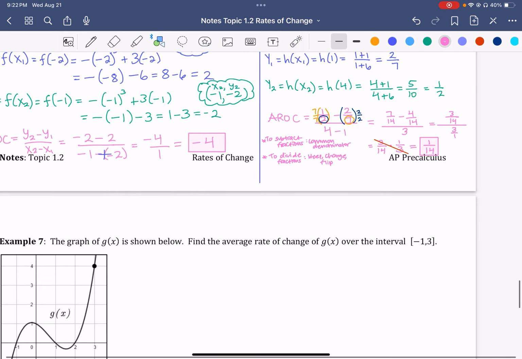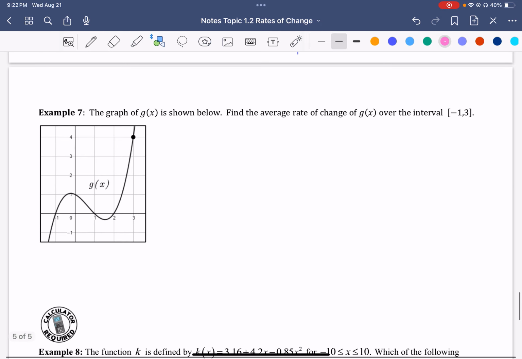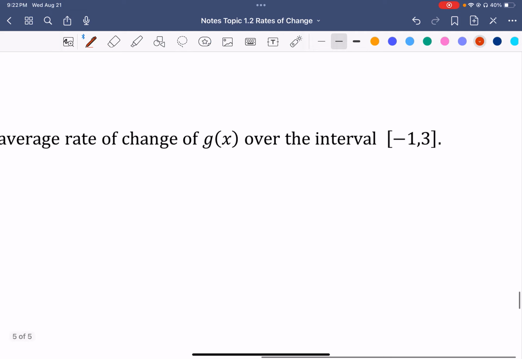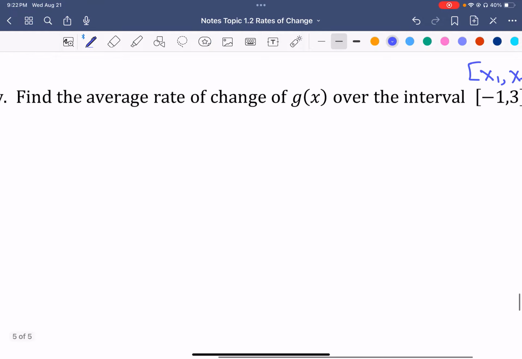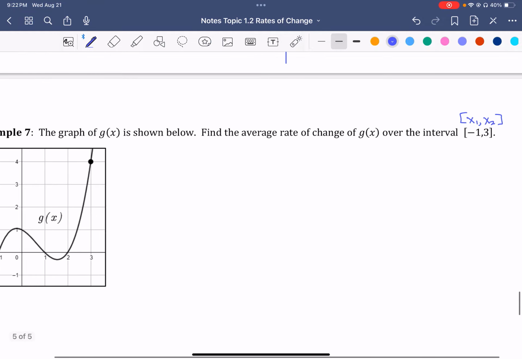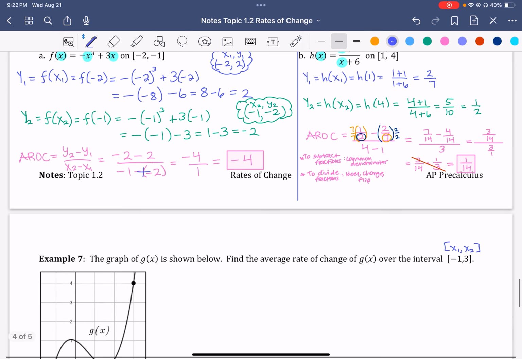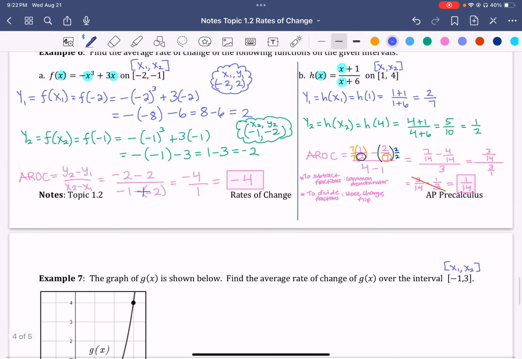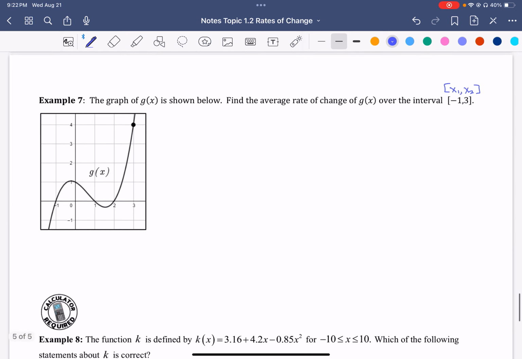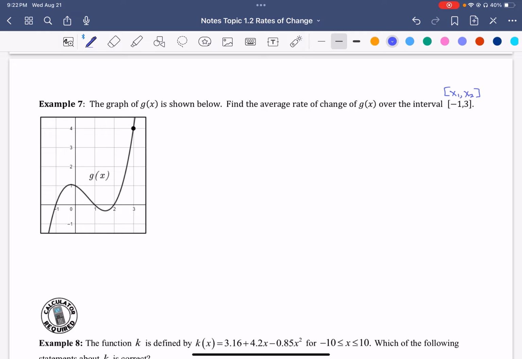Okay, the next page, the graph of g of x is shown below. Find the average rate of change of g of x over the interval -1 to 3. So the first thing you need to do is label your intervals x1, x sub 2. Okay, so this one is more straightforward than when you're given the equation. When you get the equation, you have to solve manually using algebra. But if you're given a graph, you just have to get the coordinate point.